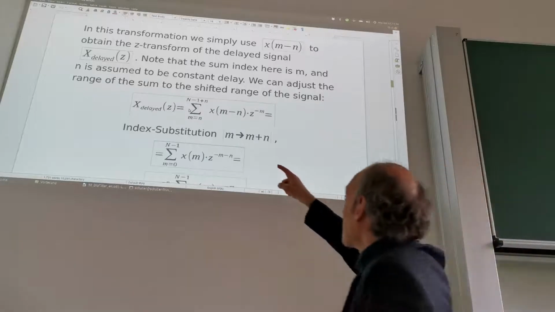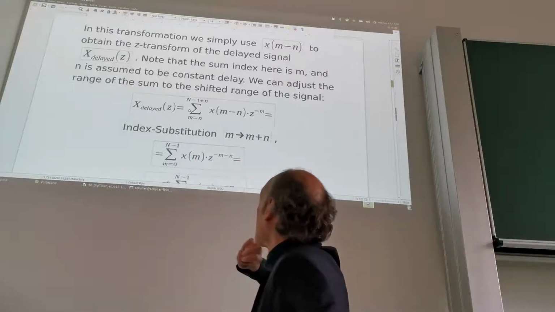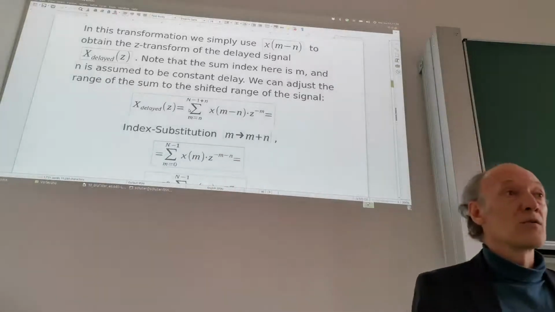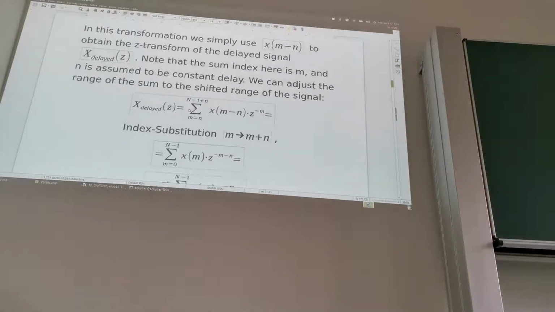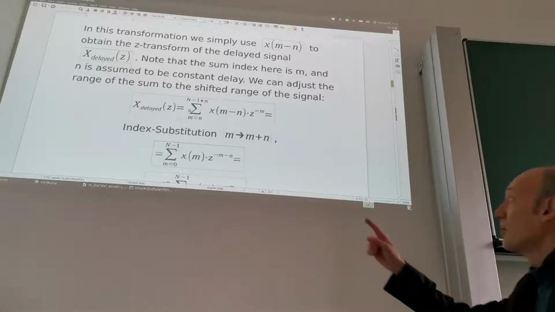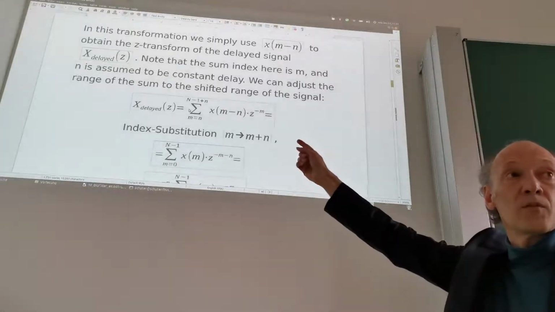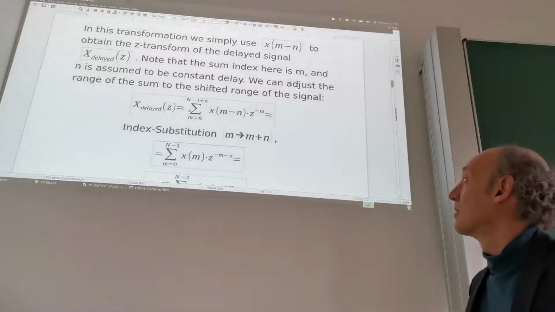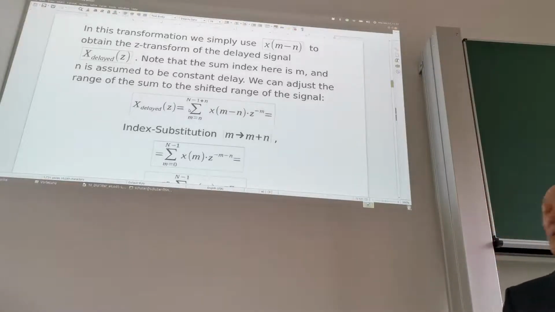So I just adjusted the boundaries of the summation because of the delay of the signal. When we assume that the signal starts at sample number 0, then the delayed signal starts at sample number n. That's why we start the sum here at sample number n. And since we delayed it, it also ends later. So here it goes up to n minus 1 plus n. It's the same range, but shifted.